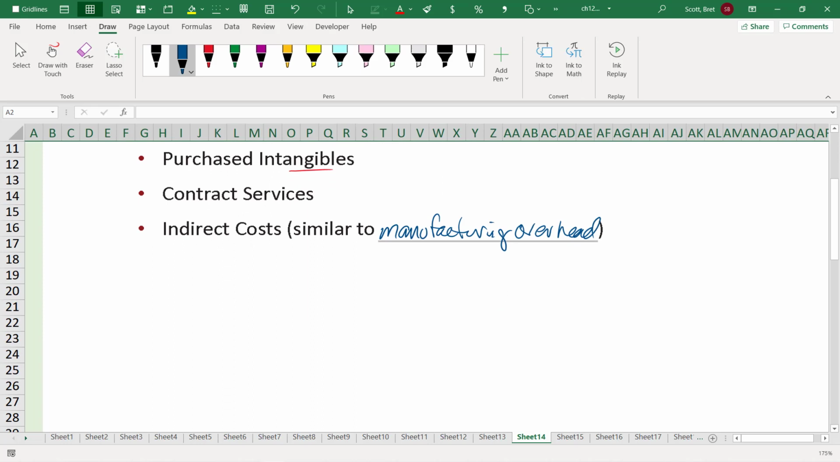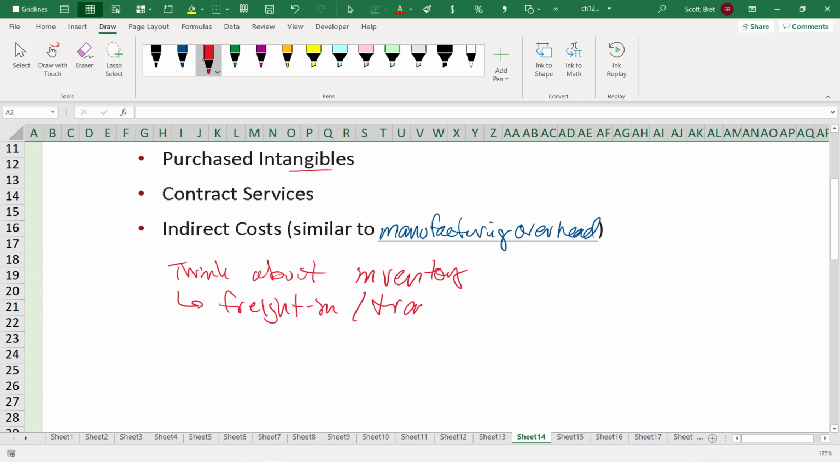So in general, what I want you to think about in terms of research and development, think about an ancillary or an analog to inventory. Think about inventory. Recall from those chapters on inventory, hopefully it doesn't cause you too much stress, all the different costs associated with getting and building inventory. Things like freight in, transportation, and insurance.